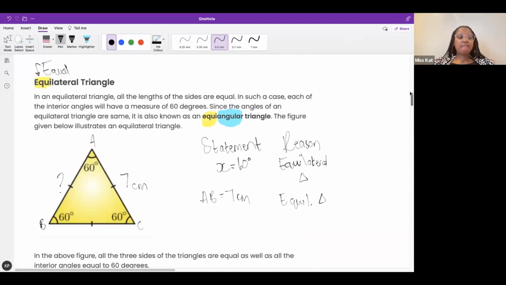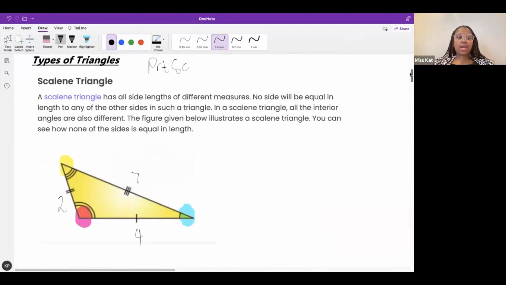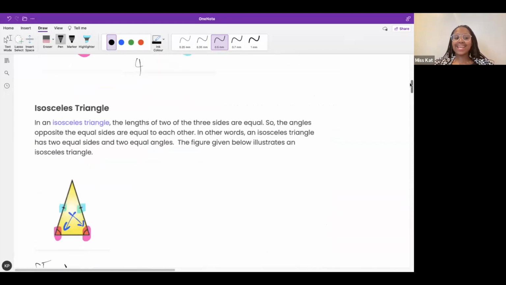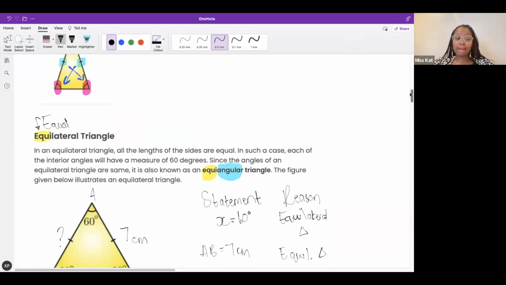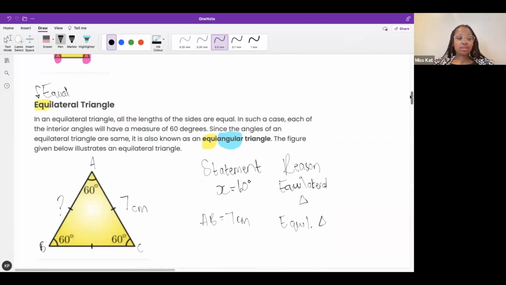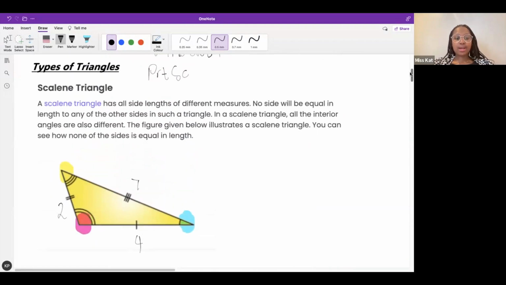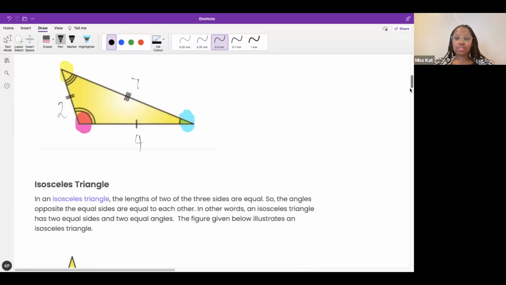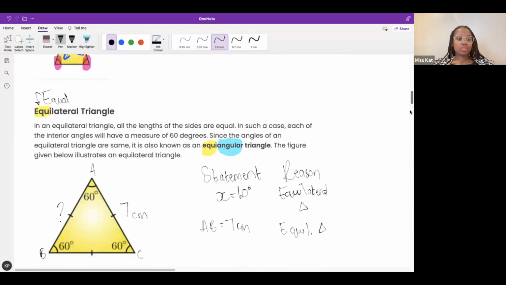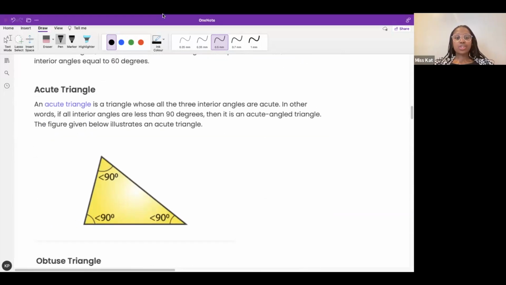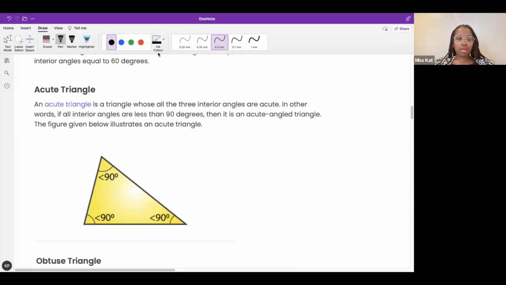Now, we have been categorizing triangles using mainly sides, right? So look here: equilateral triangle, equal sides. Isosceles triangle, 2 equal sides. Scalene triangle, no equal sides. But now we're going to talk about the angles. What is an acute triangle? What is an acute angle? Let's start there. Does anyone remember what an acute angle is?